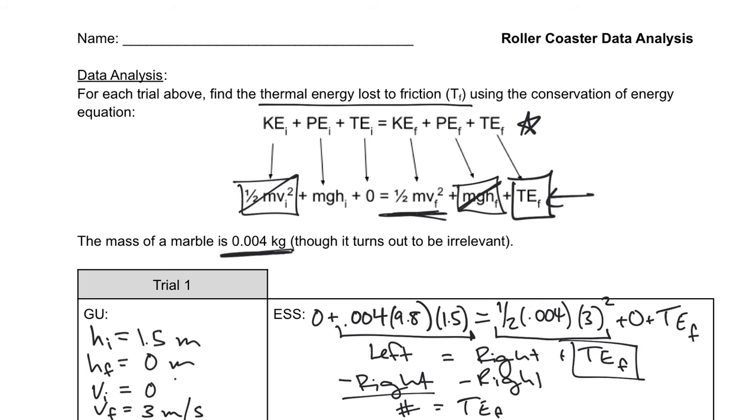You're going to have to do that 10 times, 1 for each trial. The good news is your left side of the equation should always be the same because you had all the same initial conditions for every trial. You had the same kinetic energy of 0, the same thermal energy of 0, and the same initial height, so the same potential energy. So really, all you're going to be changing out every time is this final velocity that you measured. You're going to get different thermal energy numbers 10 times for all your trials.